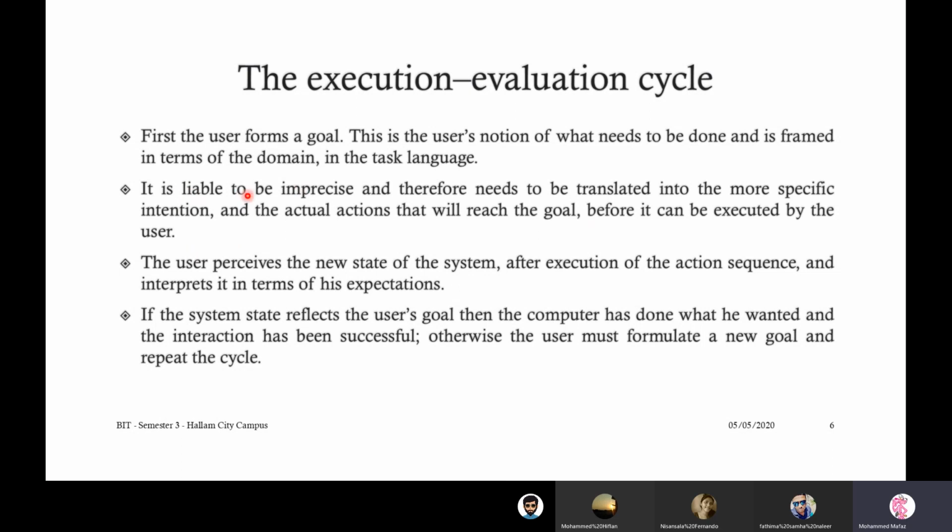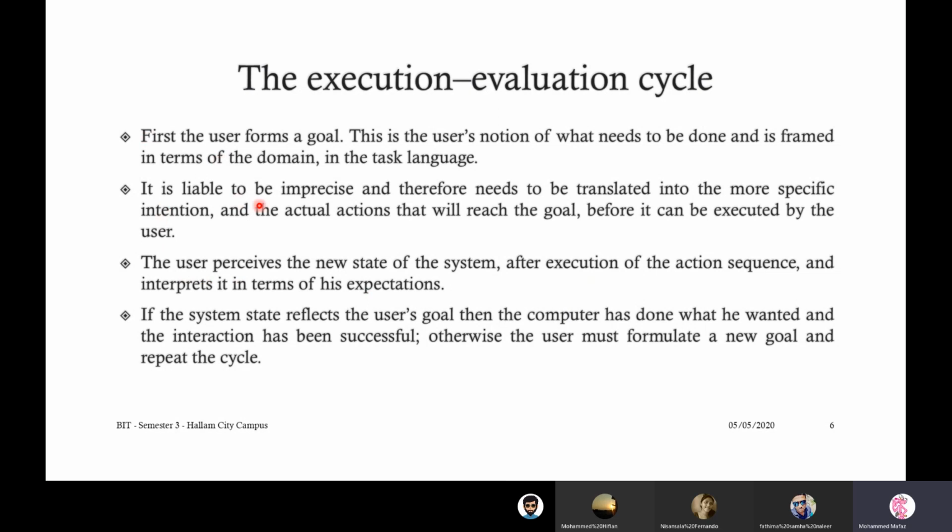So what they are telling here, second point, is that once you form a goal, sometimes that goal might not be clear; imprecise means not very accurate. So after the goal, we have to formulate it into a more specific intention. Then with the intention, you come up with actions that need to be done. Then finally, you start executing. Once it goes to the system side and the system responds, the user perceives the new state of the system. The user tries to see what has happened in the system after execution of the action sequence and interprets it in terms of his expectation.